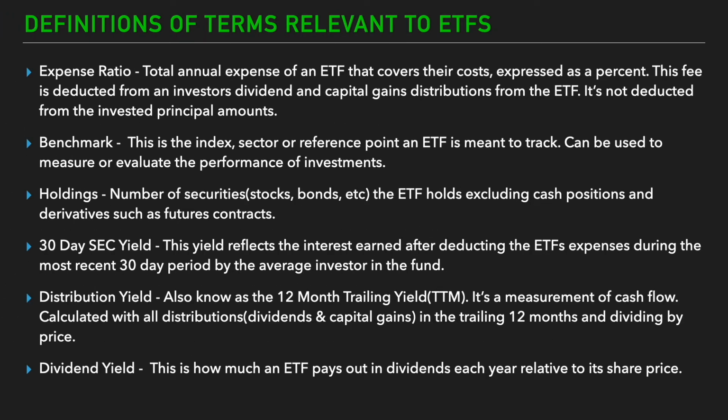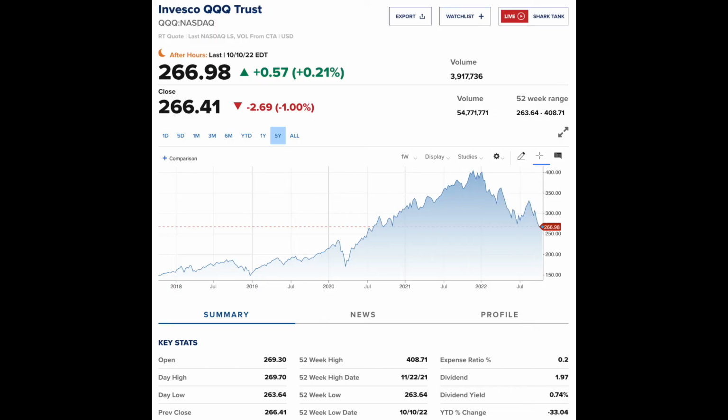Next up here, we have the expense ratio. The expense ratio is the total annual expense of an ETF that covers their cost, expressed as a percent. This fee is deducted from an investor's dividend and capital gains distributions from the ETF. It's not deducted from the invested principal amounts. Let me give you an example. Let's say you're investing in an ETF that has an expense ratio of 0.2%. That means that for every $1,000 you invest in that ETF, you'll be paying $2 annually in expenses.